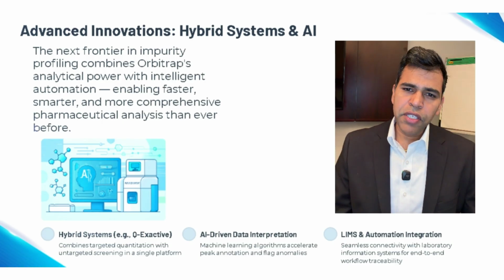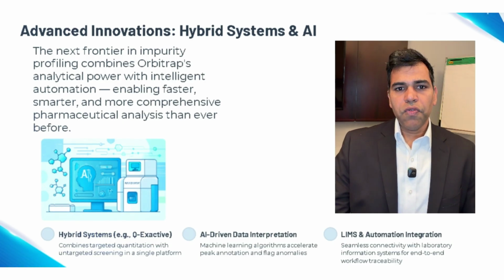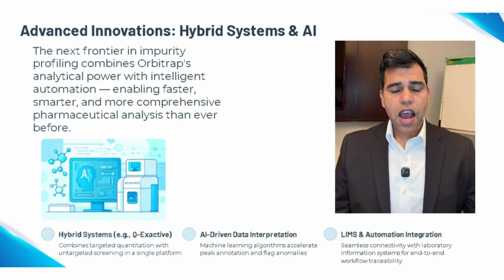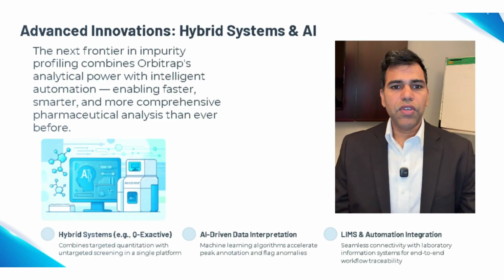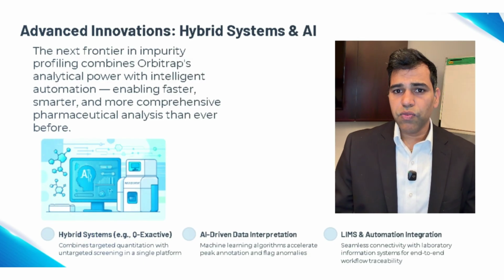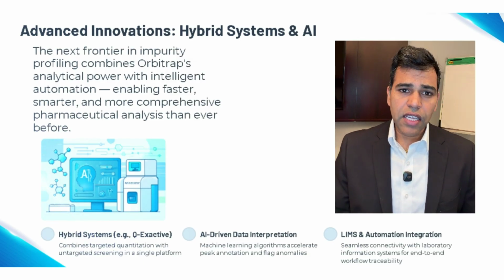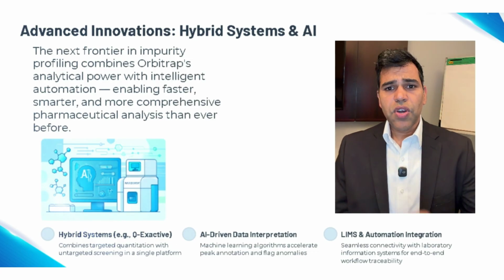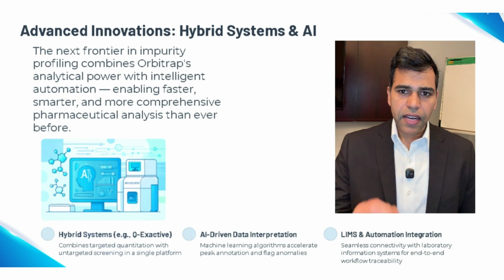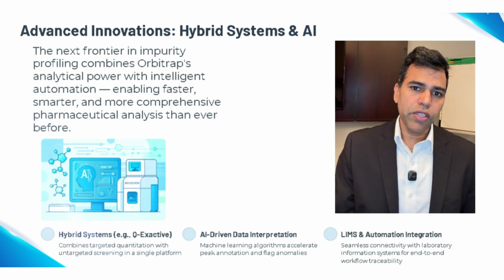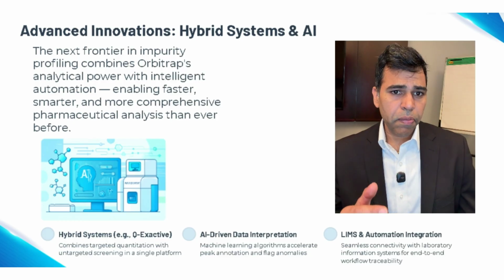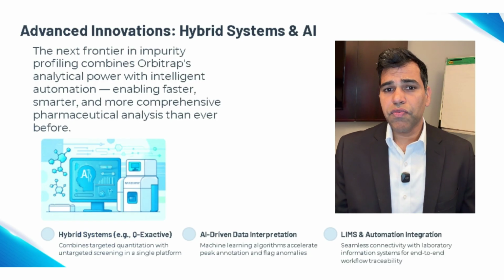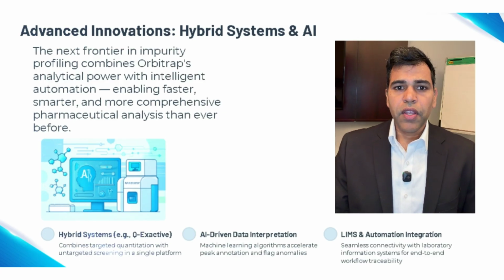Let's talk about hybrid systems and AI. Now, where does this technology go next? Because it's not standing still. Hybrid platforms like Extractables combine targeted quantitation with untargeted screening in a single run. You are not choosing between sensitivity and discovery, you are getting both simultaneously, and increasingly machine learning algorithms are being layered on top, accelerating peak annotation and flagging anomalies that a human reviewer might miss on pass one.